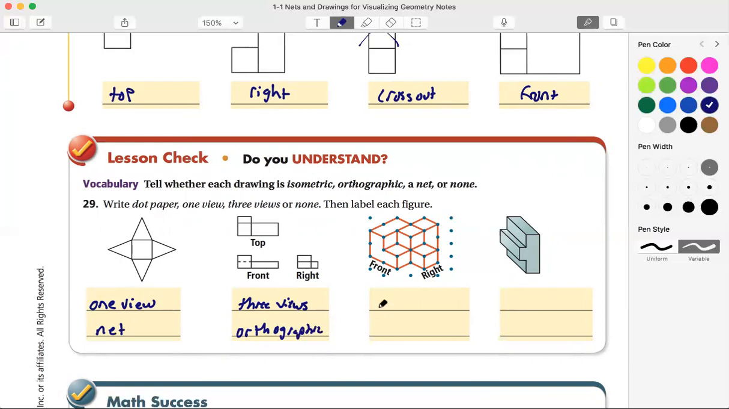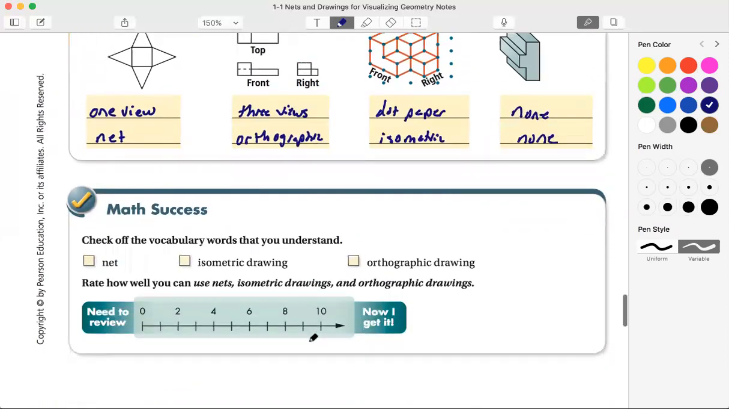This one is on dot paper. And it's an isometric view. This one has nothing really, so it's no views, none, and it's nothing special. Okay? So now is your time to check off the vocabulary words you think you understand now, and how do you rate this?